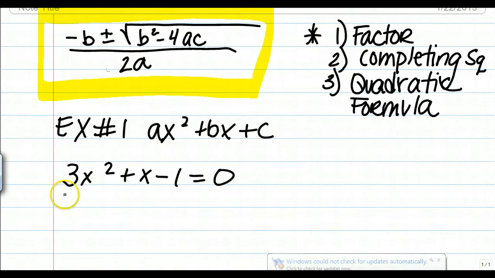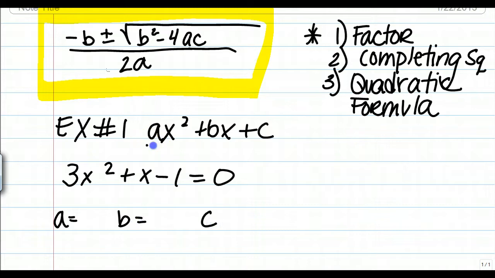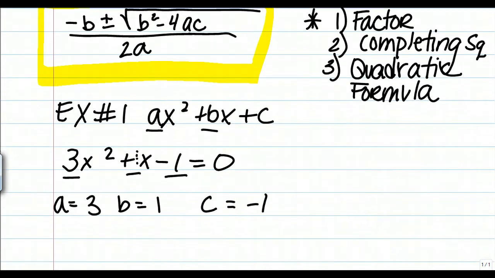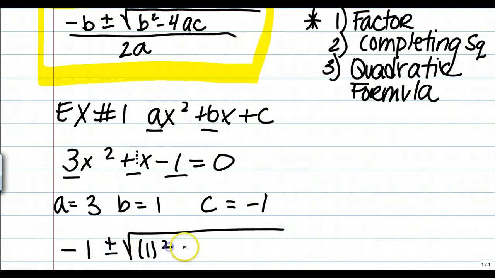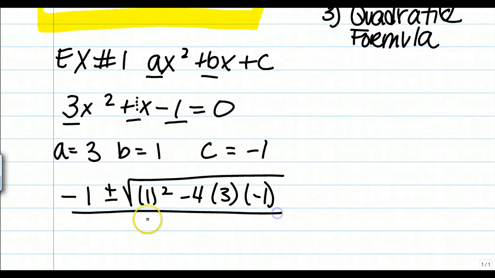So here, the first thing you want to do is label what a, b, and c are. If you notice, a is next to the x squared, b is next to the x, so this is going to be a 1, and c is going to be negative 1. So I have 3, 1, and negative 1. Once I identify those, I can plug them into my formula. So the opposite of 1 plus or minus the square root of 1 squared minus 4 times 3 times negative 1. I'm just plugging them in. And it's divided by 2 times 3.